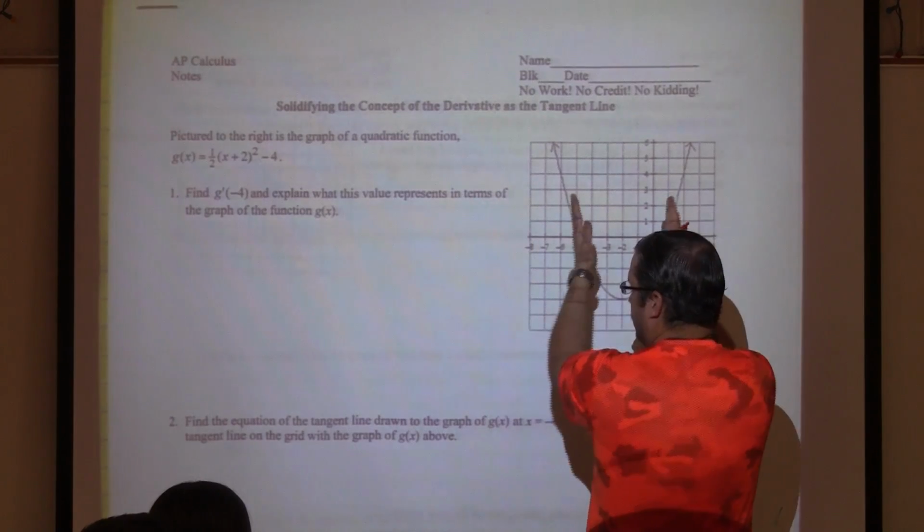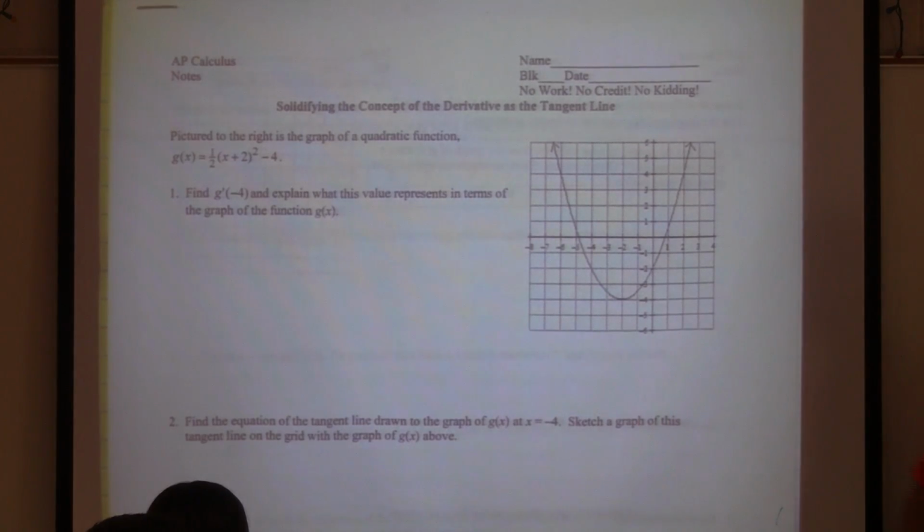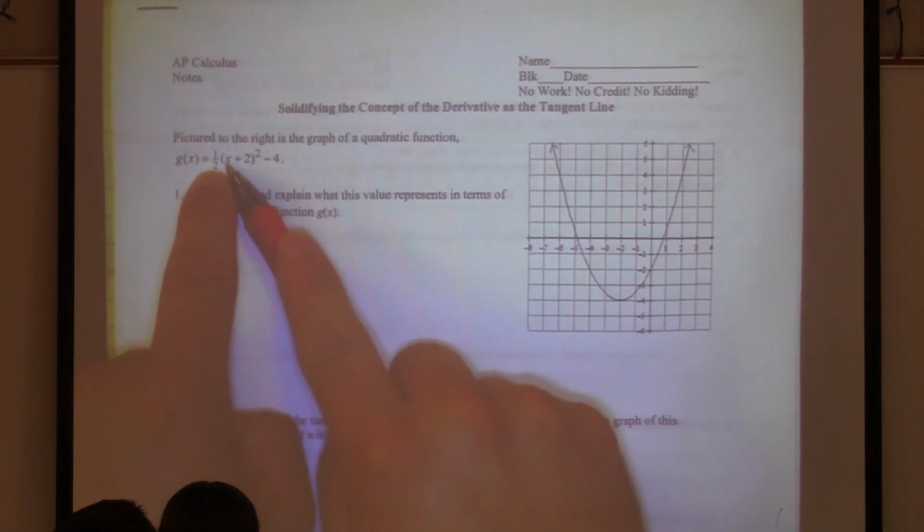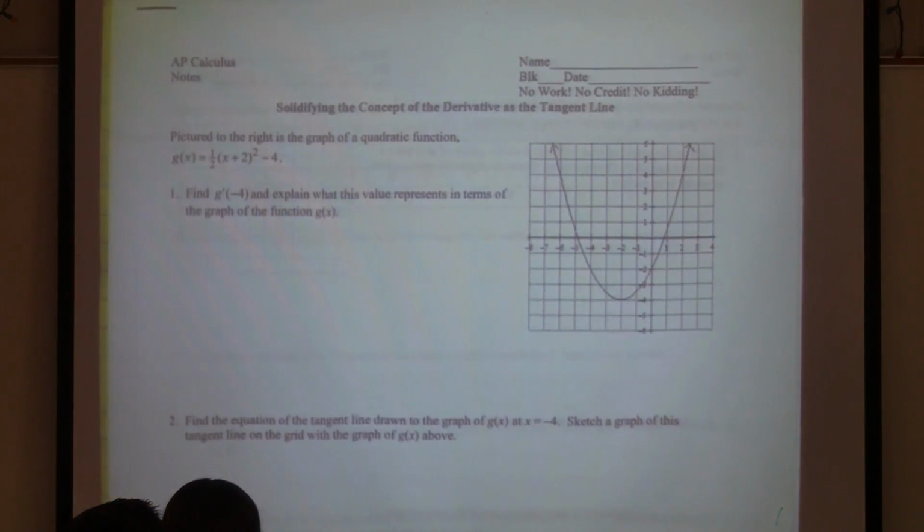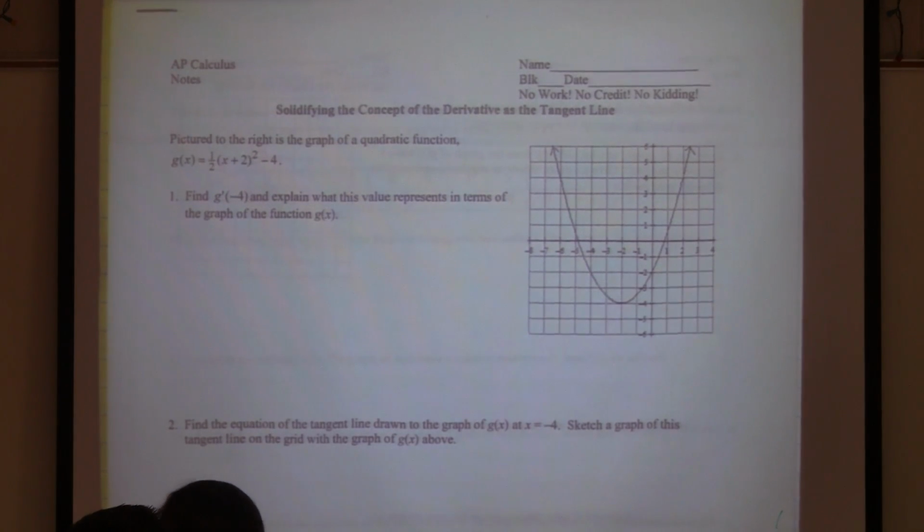You could also stretch it horizontally or compress it horizontally, right? But that's when that 1/2 would be inside here with the x. Okay? Anyways, that's a whole other class, a whole other level. Let's do calculus here, right? We're not at that level.